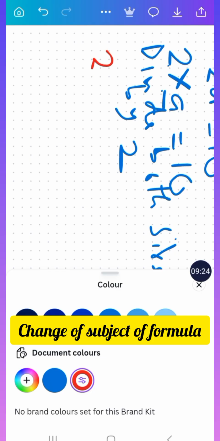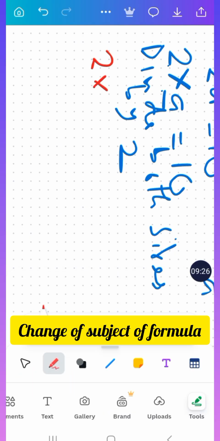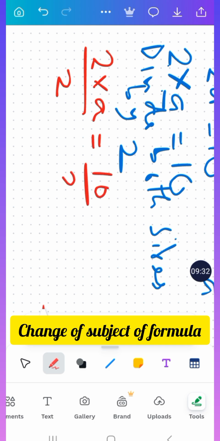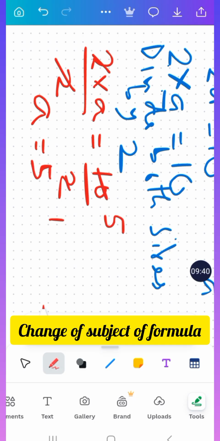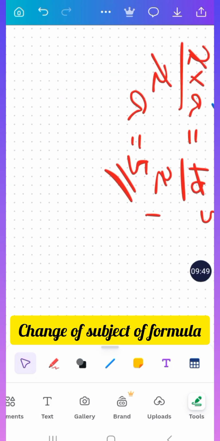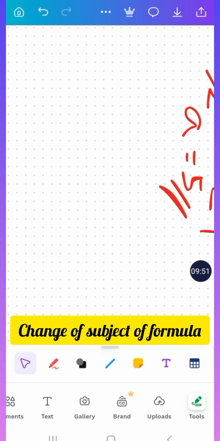So when we divide both sides by 2, we have 2 multiplied by a over 2 equals 10 over 2. 2 cancels 2. A equals, 2 goes in 10, that's 5. A equals 5. Though we are doing a simple equation here, what we have just done is nothing but change of subject of formula. Are we making sense together? Okay, let us see an example.